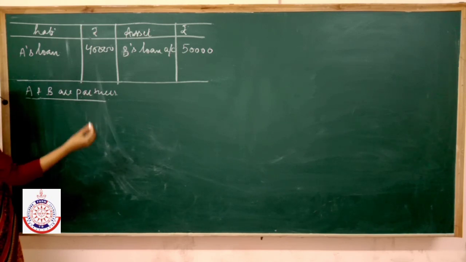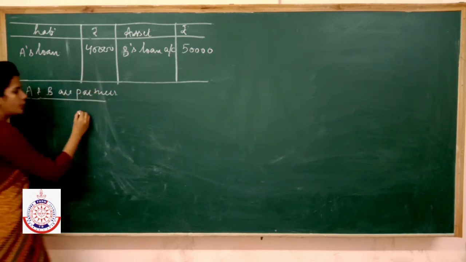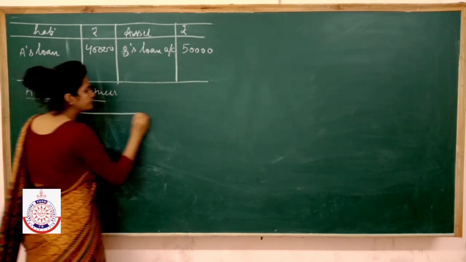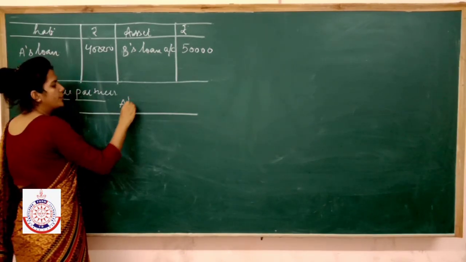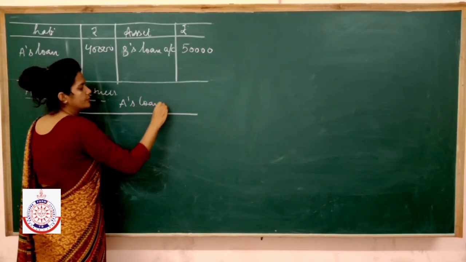Instead, what we have to do, after making realization account, you need to make separate A's loan account here.